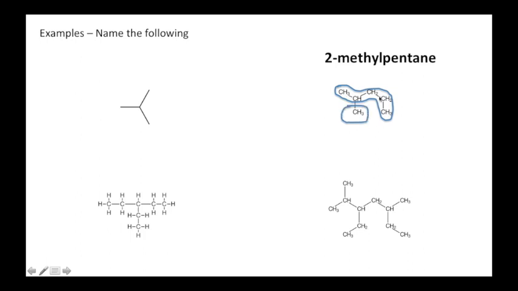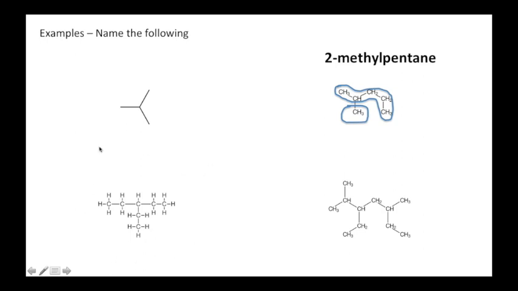So in the parent, there are 5 carbons: 1, 2, 3, 4, 5. So the parent is pentane. This branch is a methyl as a branch, and it's attached to carbon number 2. 2-methylpentane. We wouldn't number it this way, 1, 2, 3, 4, and have 4-methylpentane. Branches should have the lowest possible numbers.